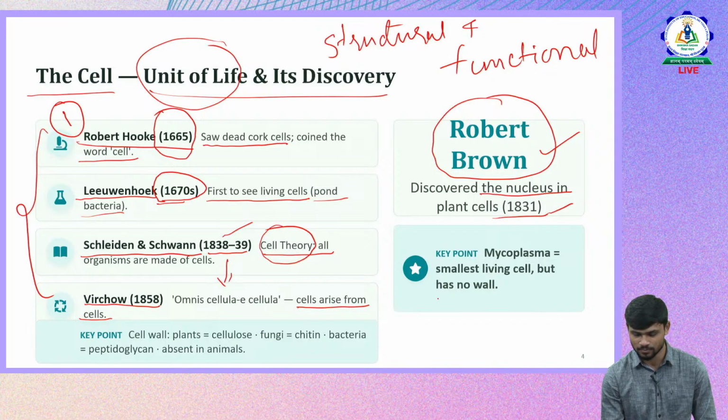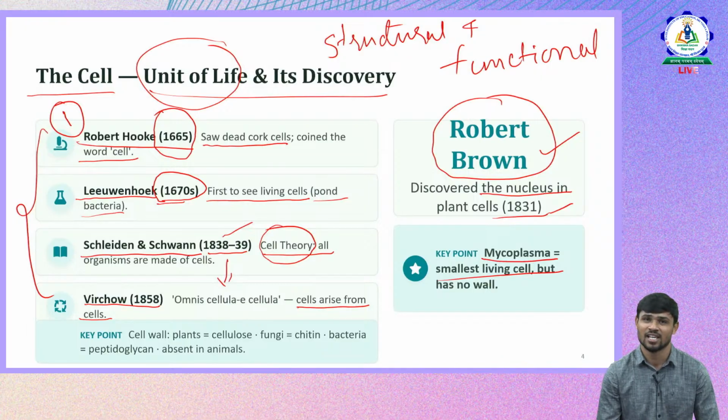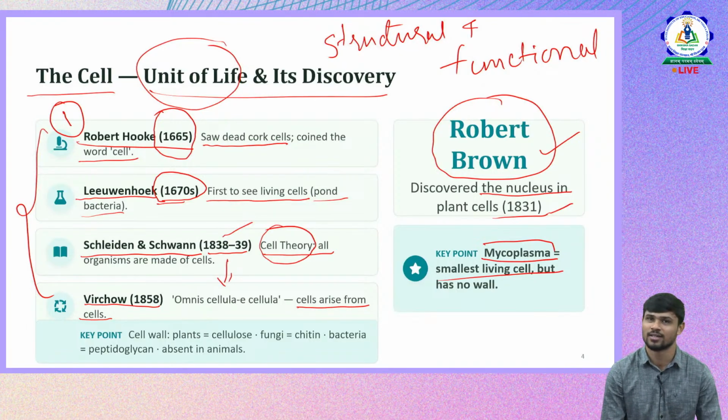One quick fact that you can remember, which is given here: mycoplasma is the smallest living cell but has no cell wall. If a question comes, which is the smallest living cell but doesn't have a cell wall, we have to choose mycoplasma. Let us move forward. So this is about the major and important facts regarding the cell, its discovery, the people who discovered and what they discovered.